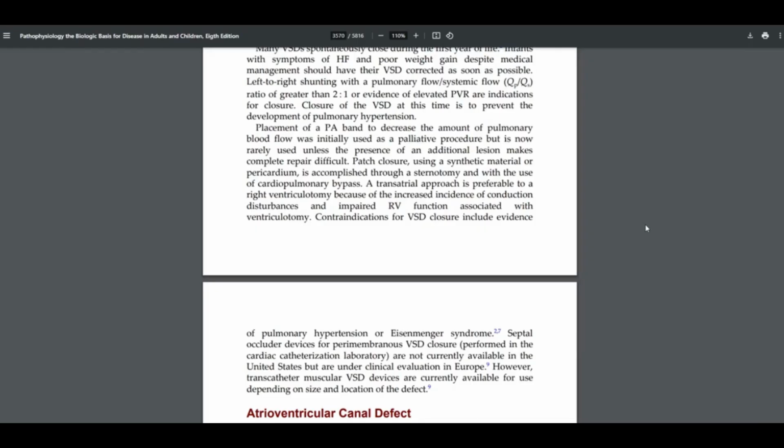Septal occluder devices for perimembranous VSD closure, performed in the cardiac catheterization lab, are not currently available in the US, but are under clinical evaluation in Europe. However, transcatheter muscular VSD devices are currently available for use depending on size and location of the defect.